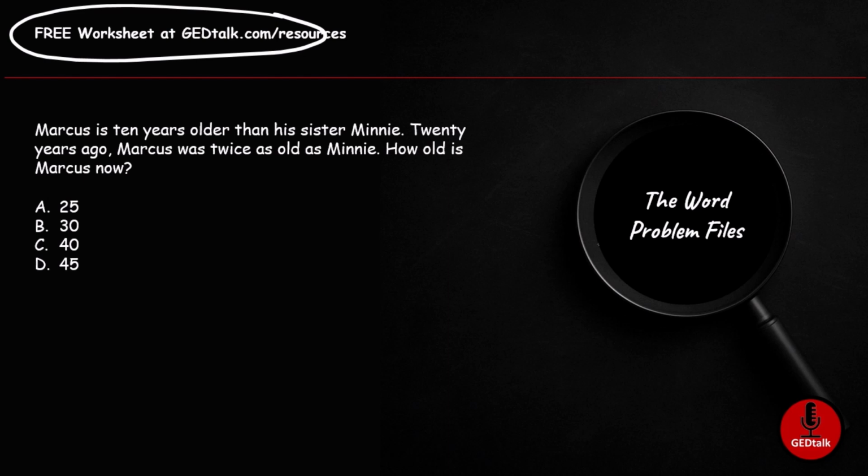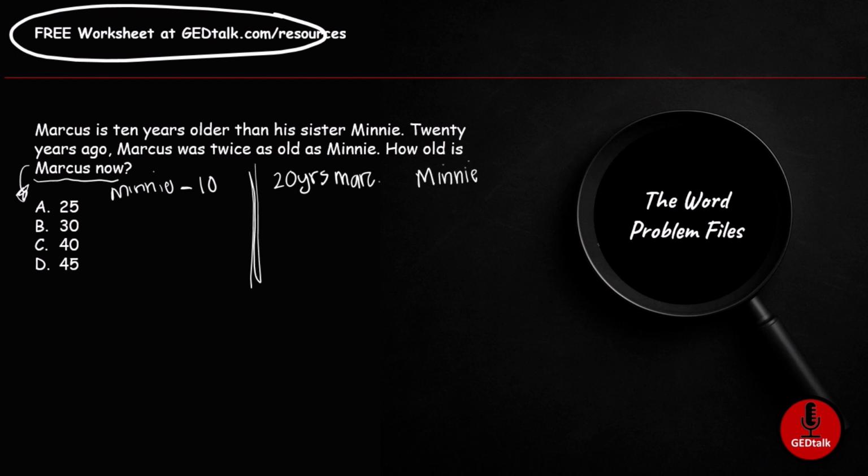Okay, so we know that all of these ages are Marcus's ages now. It's multiple choice, so I know one is correct, three are incorrect. Okay, so I know that if this is the age of Marcus now, Minnie, what is she? She is 10 years younger, right? Marcus is 10 years older. She's going to be 10 years younger. So I'm going to do minus 10. It says 20 years ago, Marcus was twice as old.